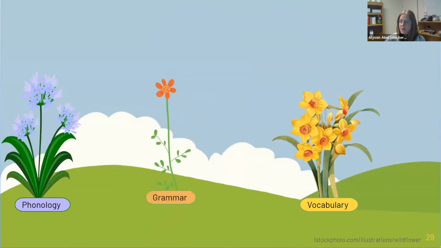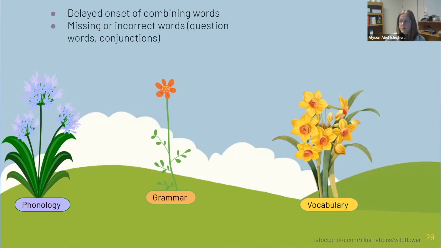Grammar is one of the most commonly affected areas of language in DLD. Early in development, we find that children with DLD are delayed, and when they start combining words, the earliest type of syntax. We also see missing or incorrect words, so you may hear utterances like Josh come over and play, where they like to eat, I went to practice so I was done with homework.